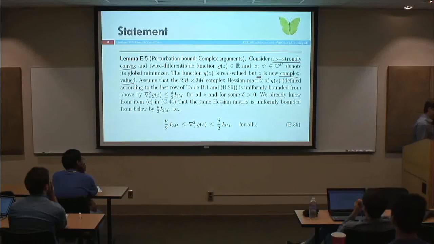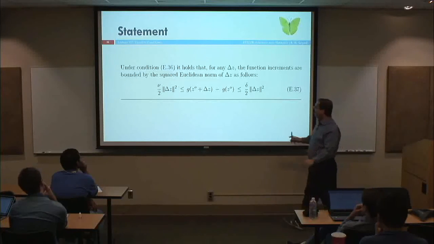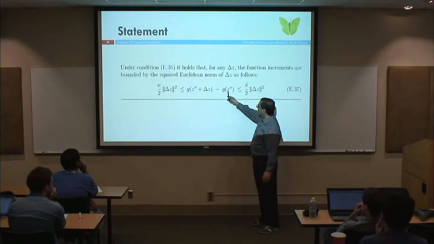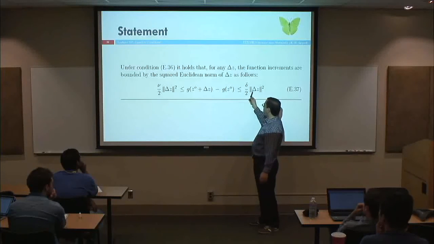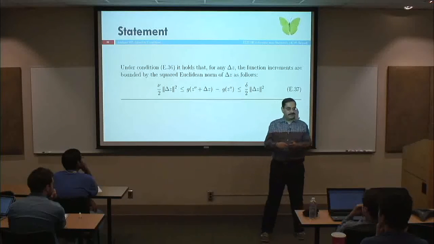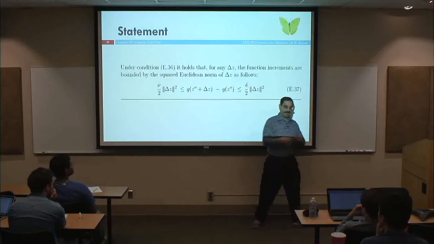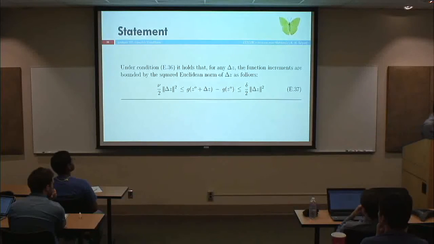So if you go back and you use the mean value theorem, the argument is very similar to what we did before. You will get that the increment is upper bounded by delta over 2 times the norm. How do you prove this? All you have to do is work with g of v. You introduce the vector v, which contains the real part and the imaginary part of z. So your function becomes a function of a real argument.